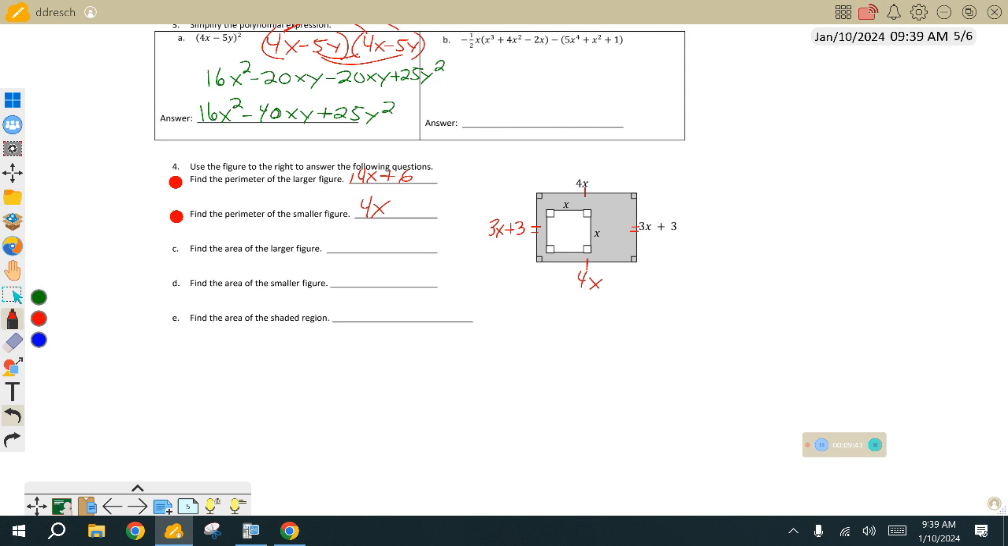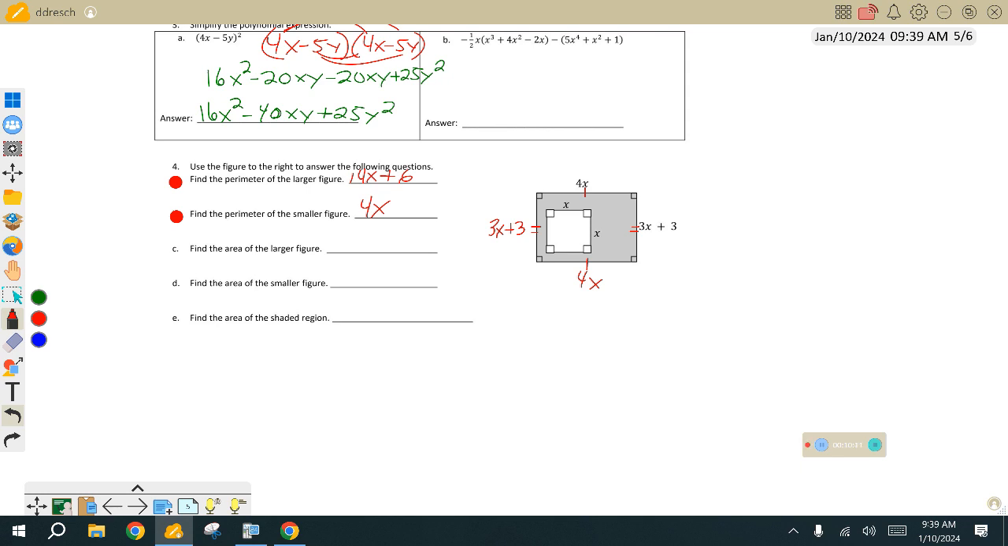Somebody check me, yes? Okay, James, give me a thumbs up. Larger figure, 4x and 4x is 8x. Walking it around, 3x plus 3 here, or 3x plus 3 there. So 4 and 3 is 7. 4 and 3 is 7. 7x is 14x. 3 and 3 constants. That's where I'm getting to the 14x plus 6 for the larger figure.